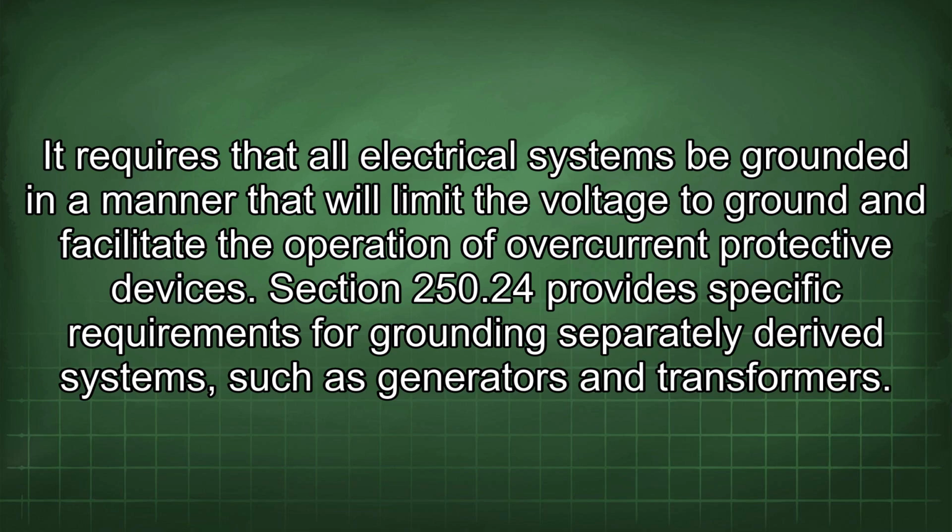It requires that all electrical systems be grounded in a manner that will limit the voltage to ground and facilitate the operation of overcurrent protective devices. Section 250.24 provides specific requirements for grounding separately derived systems such as generators and transformers.